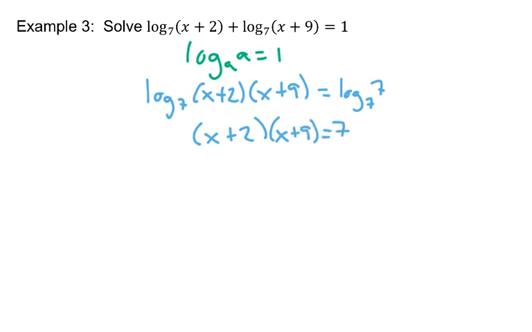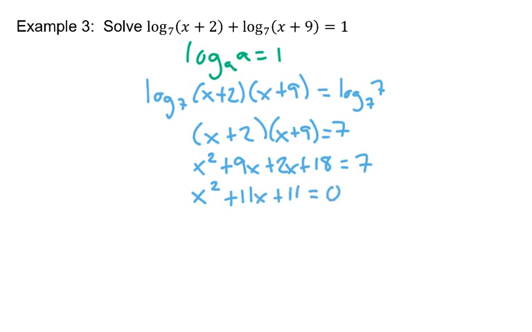Still looks good. This is a quadratic equation again, like example 1 was, so let's multiply this out by the FOIL rule. X squared plus 9x plus 2x plus 18 equals 7. Combine like terms and subtract the 7 from both sides. X squared plus 11x plus 11 equals 0. Now, in example 1, we got something that factored, but this polynomial, if you stare at it for a while, you'll realize that it doesn't factor.